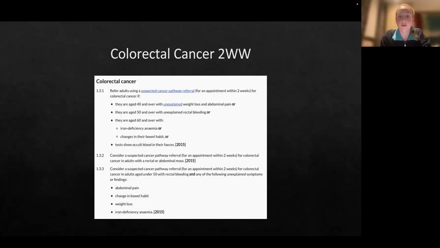And also you maybe want to consider a referral for patients under 50 with rectal bleeding and unexplained abdominal pain, change in bowel habit, weight loss, iron deficiency anemia. So it's always one to keep in the back of your mind with any changes in bowel habits.